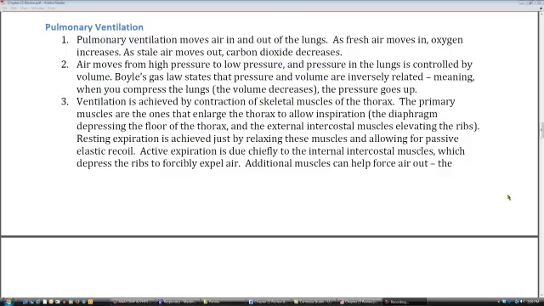A chemist named Boyle came up with this relationship between volume and pressure, that they are inversely related, meaning when one goes up, the other goes down. And so you need to remember Boyle's law.